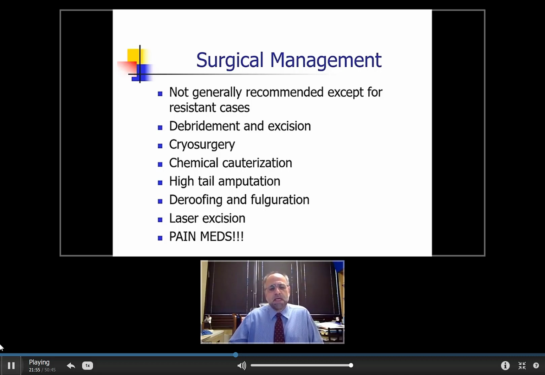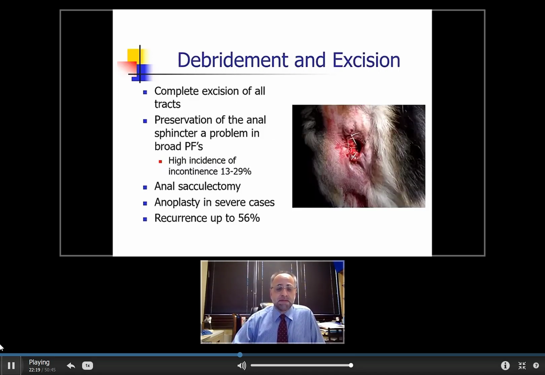A lot of we used to do cryosurgery or chemical cauterization, and for a while there, when it was believed to be due to thick, heavy tails, people were amputating these poor dogs' tails in hopes of treating these, and unfortunately that didn't work. Most of these treatments, the surgical management treatments, are really not that effective, but pain medications for any of these are indicated.